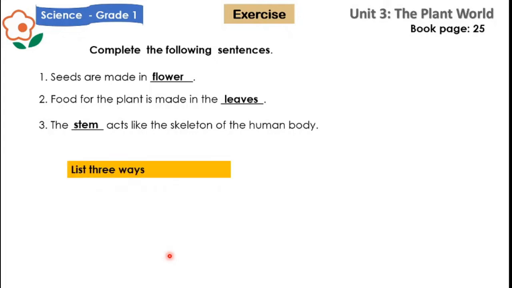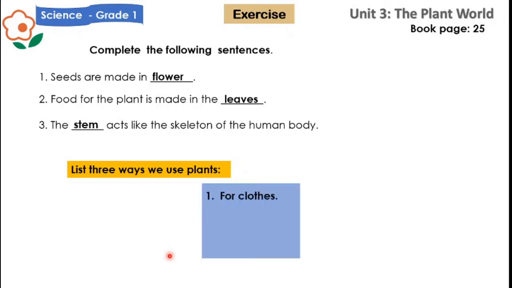Number 4 is, list 3 ways we use plants. So we use plants in many different ways, such as for making furniture, for making pages of your notebooks and your books, for eating, and also for many other purposes, such as for clothes, for medicines, for homes. Okay, so there are many uses of plants.